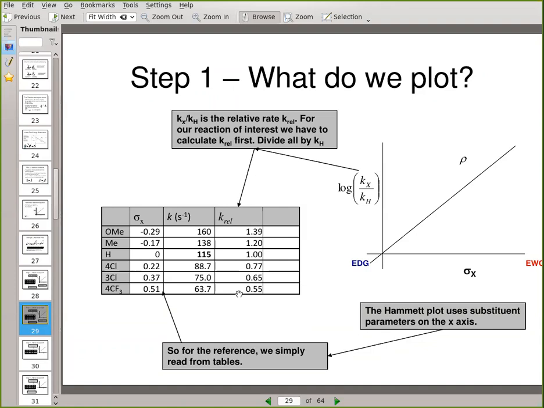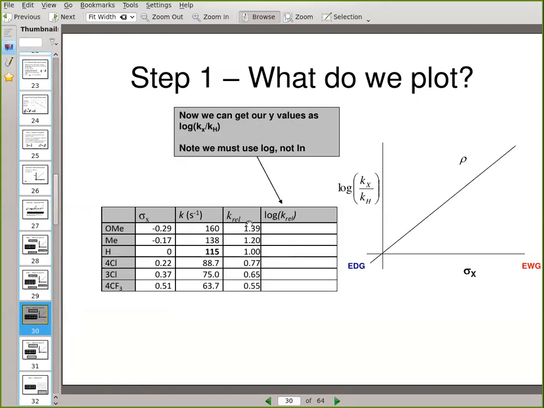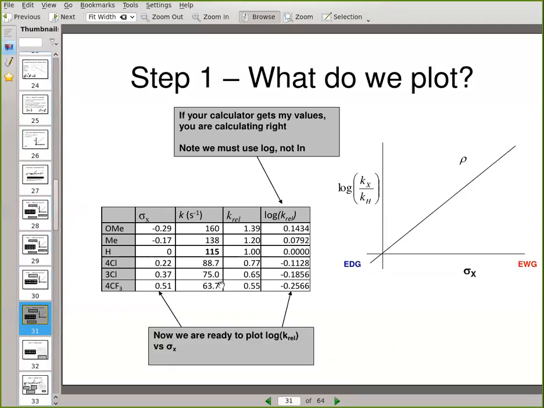We still haven't got our y values yet. We've got to take the log of that. Just please don't use ln. You must use log to base 10. You'll find that the log of 1 goes to 0, which means that for the unsubstituted, we go right through the origin. We're plotting 0, 0. That's fantastic. That's what we wanted with our graph.